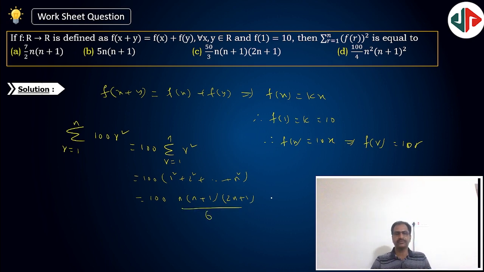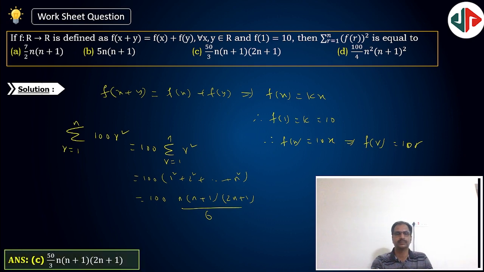So 100 by 6 is 50 by 3 into n plus 1 into 2n plus 1. Option C is correct.